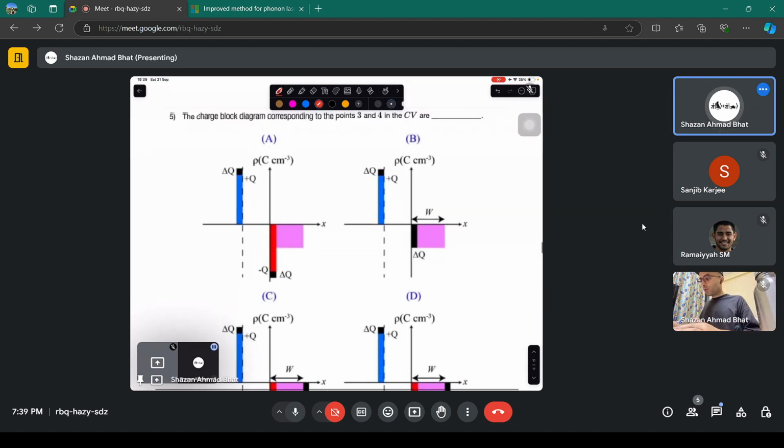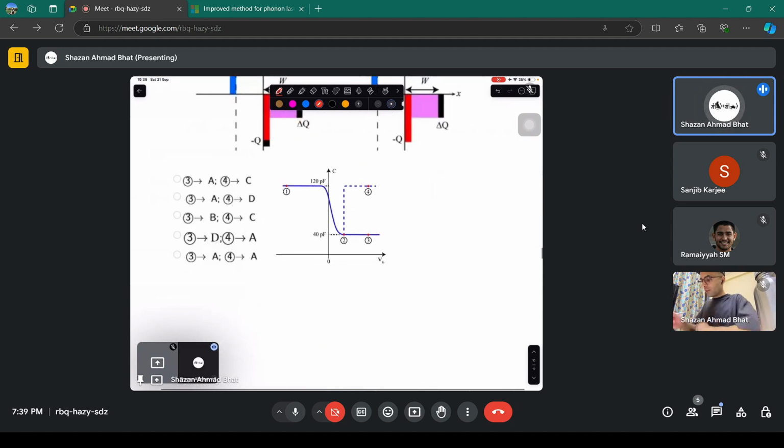The block diagram corresponding to points 3 and 4. Where are 3 and 4? Here are 3 and 4. Remember, this is the inversion region.